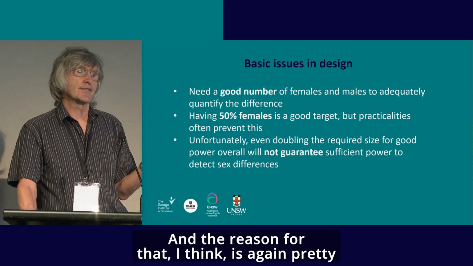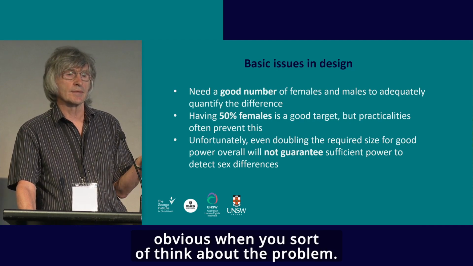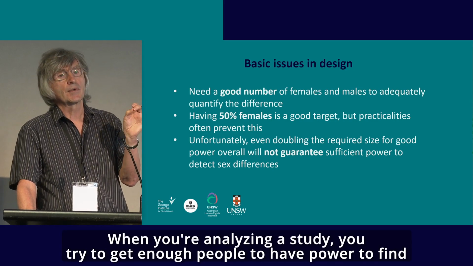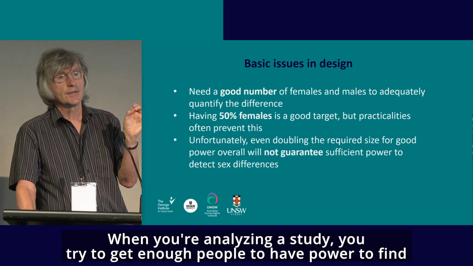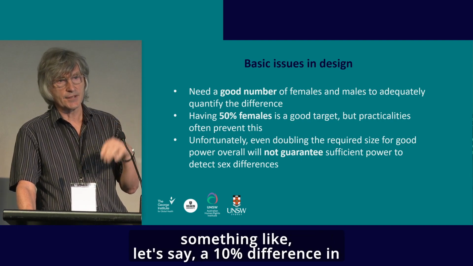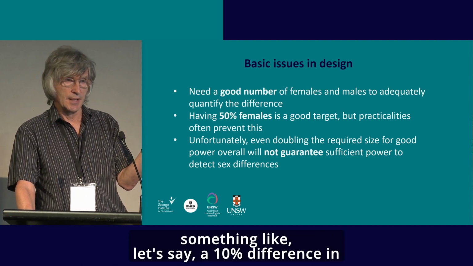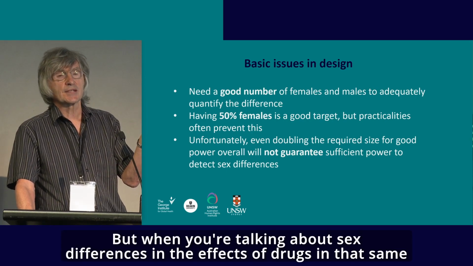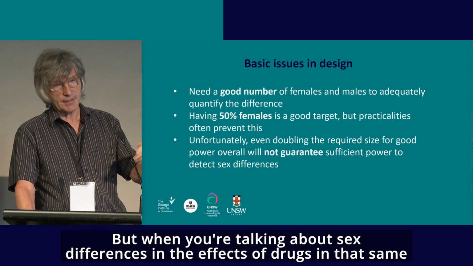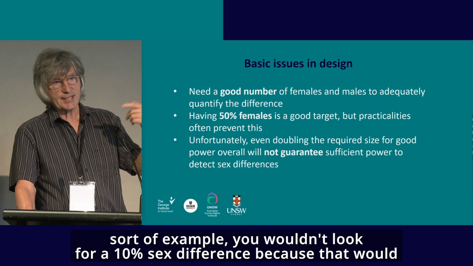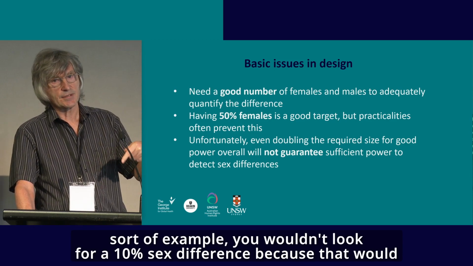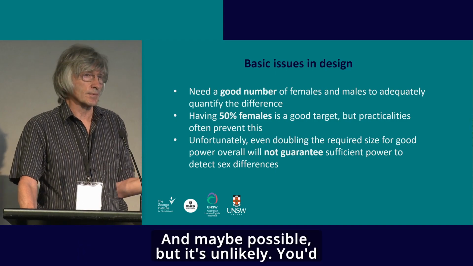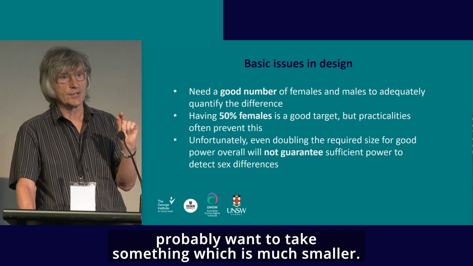And the reason for that is, again, pretty obvious when you think about the problem. When you're analysing a study, you try to get enough people to have power to find something like, let's say, a 10% difference in the intervention compared to the control group. But when you're talking about sex differences in the effects of drugs, in that same sort of example, you wouldn't look for a 10% sex difference, because that would probably be much higher than you could ever really think would be the case. It may be possible, but it's unlikely. You'd probably want to take something which is much smaller.